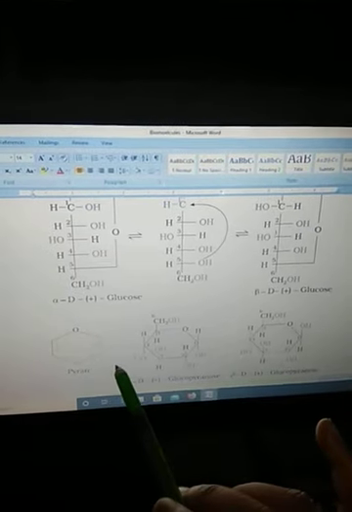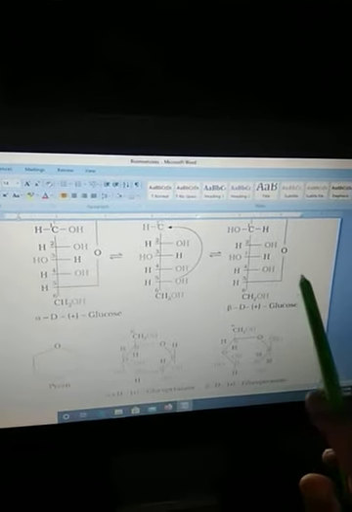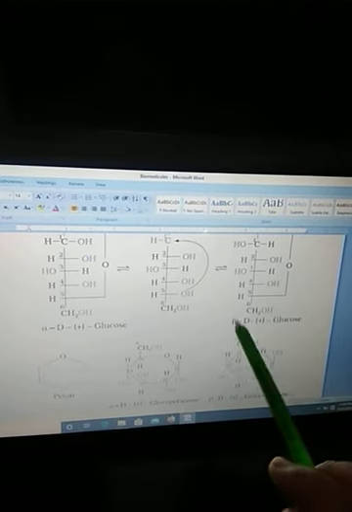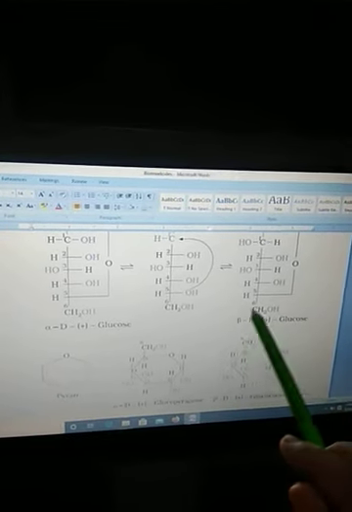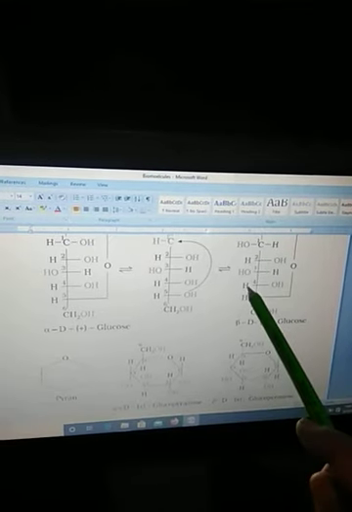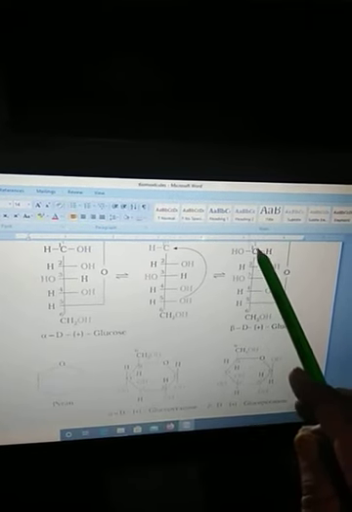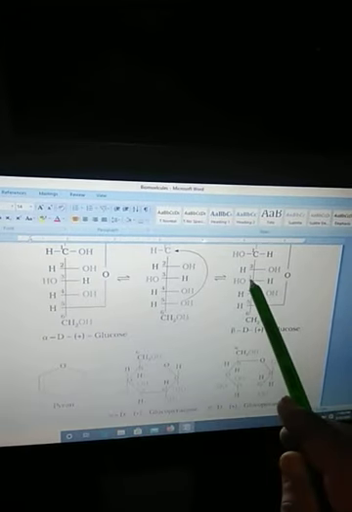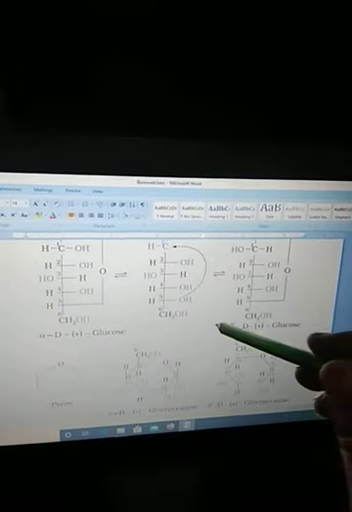Why pyranose? Because it is derived from pyran. Now this alpha D and beta D glucose are also called anomers. There is a term called anomers. That means they differ only in the structure at carbon number 1, that means the position of OH. In alpha D, OH is on the right, and at carbon number 1 in beta, it is on the left hand side.